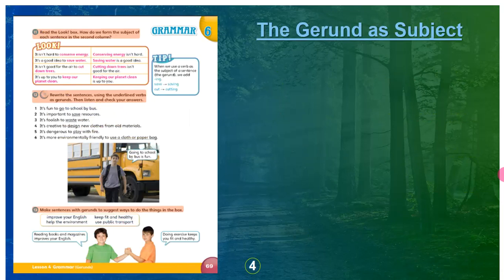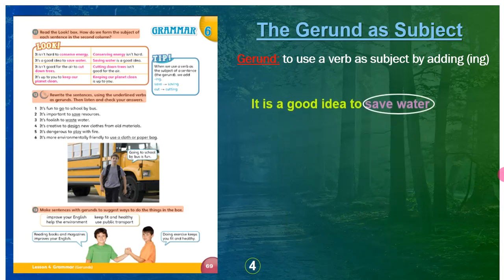The next grammar lesson was the gerund as subject. Now, what is the gerund? Gerund means to use a verb as subject by adding -ing. So, adding -ing to the verb and using it as a subject, that way it will be a gerund.